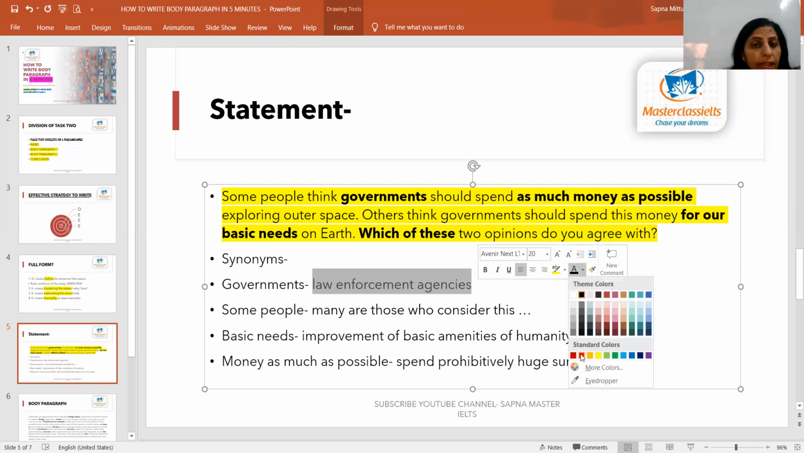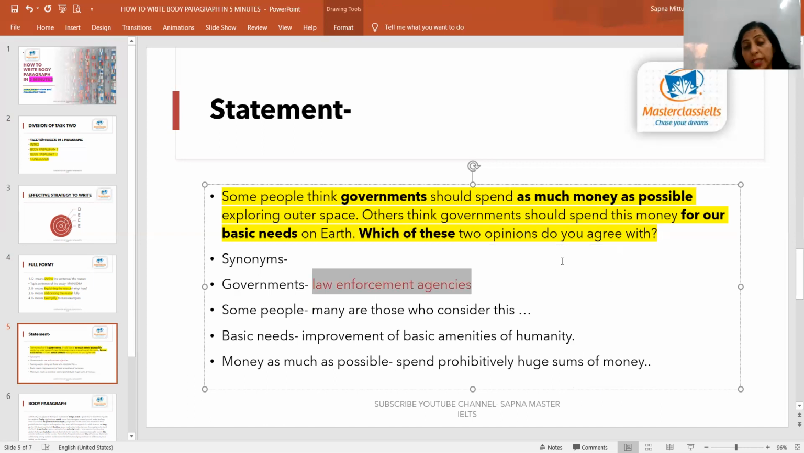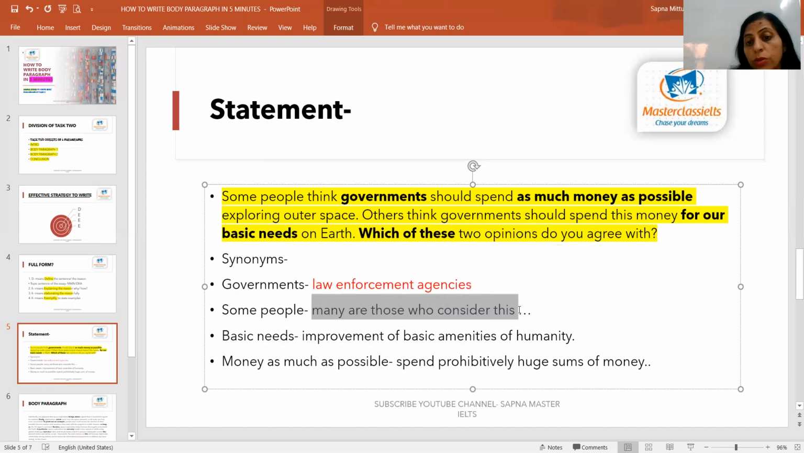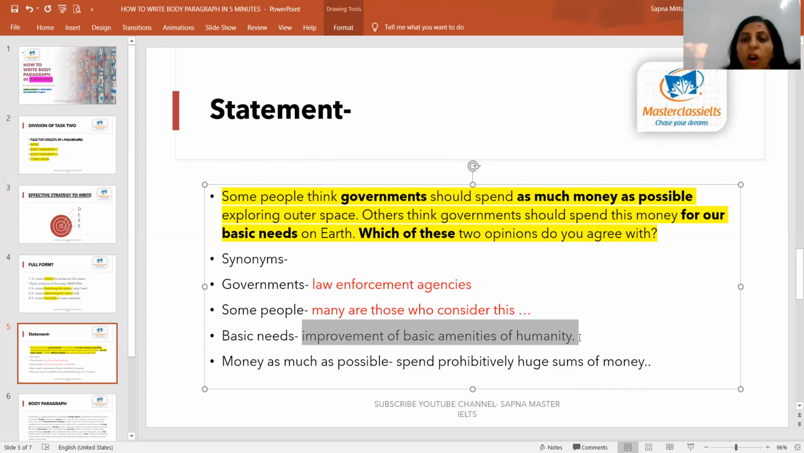Then the next thing is some people. Now, instead of using some people, I can say many are those who consider this. You can also talk about a larger section of society. You can also say individuals. Many of the students use these kinds of sentences. Now, moving ahead, the basic needs. Basic needs means basic amenities of humanity. So it is as simple as that. I have changed this, and right now I have given the synonyms in front of you.